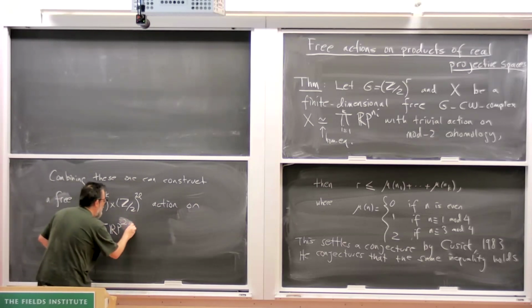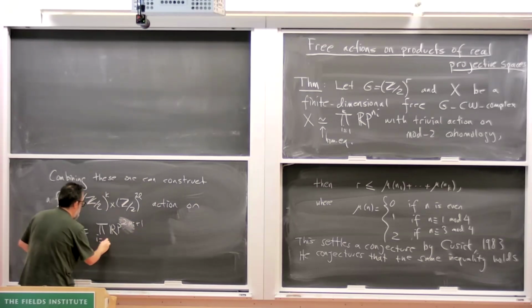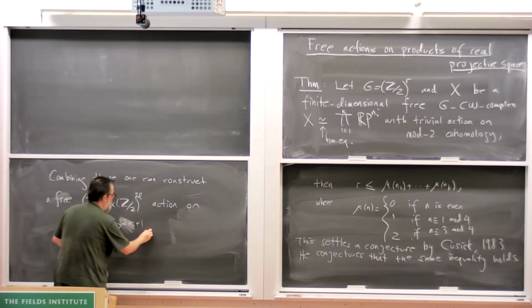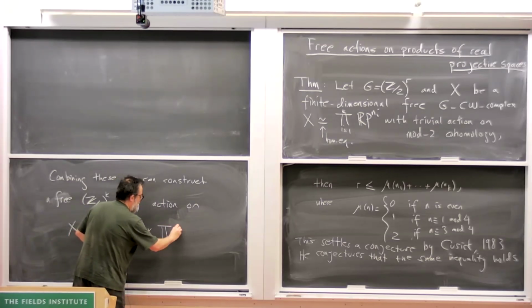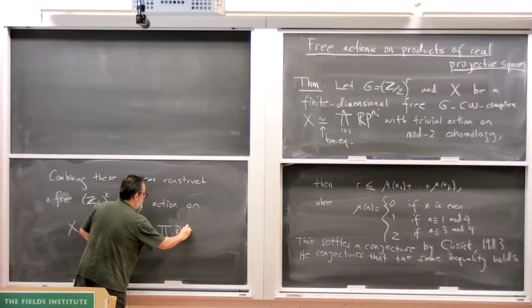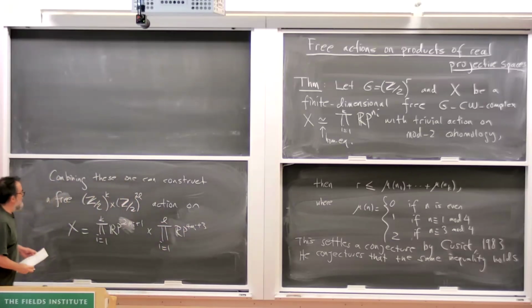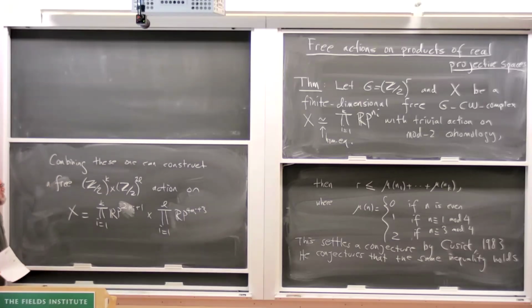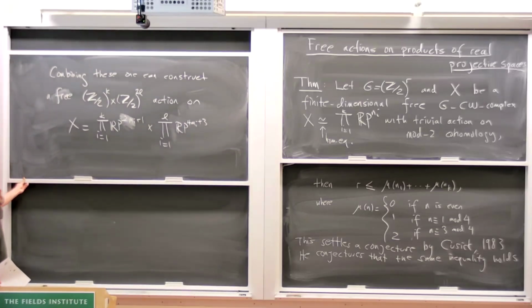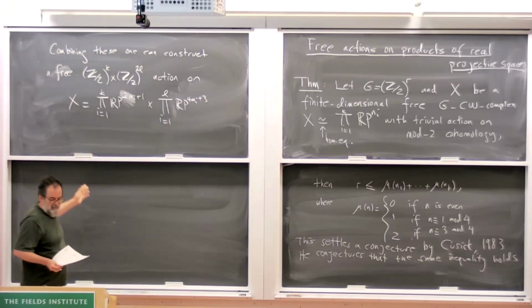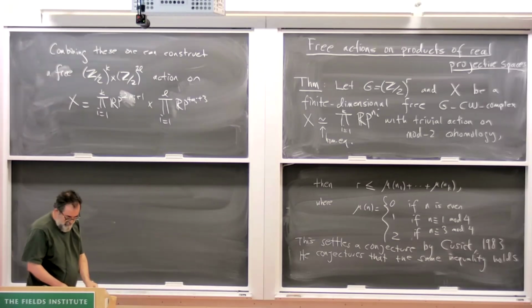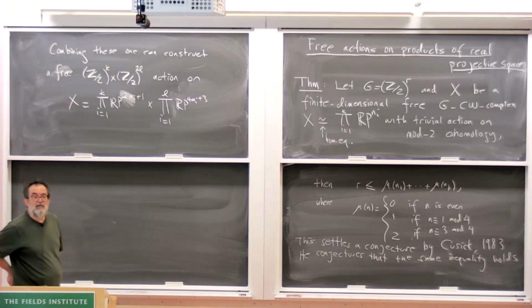Any 2 to the K, 4m plus 3. So this shows that the upper bound is the best possible. You can't improve it any further. Any questions?